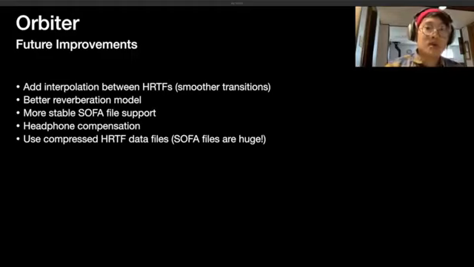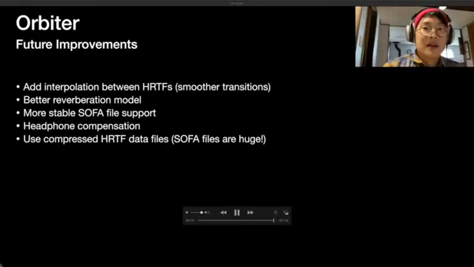The next one is more stable SOFA file support. This really just has to do with how I wrote the code. Currently, when a SOFA file gets read, I get a sort of default impulse responses. But the way I get those default impulse responses is by specifying a default coordinate. And so that default coordinate might not actually exist in a given SOFA file. And so what happens is that the SOFA file load fails because it gets a null pointer returned by the libBasicSOFA object.